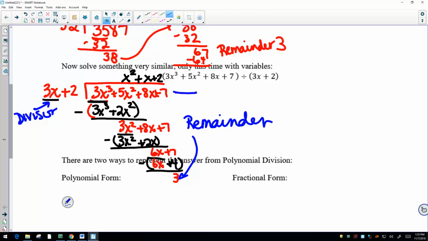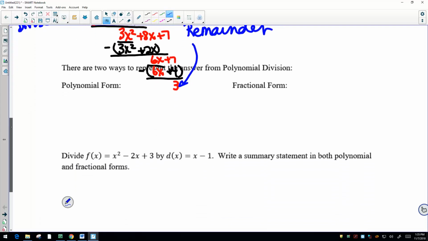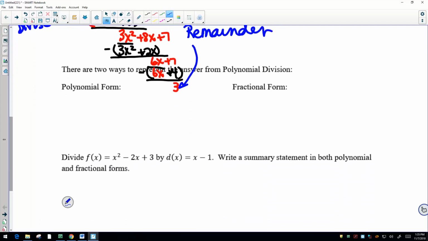The number under the house, that is your dividend. And what we get on the top of the house, that's your answer or your quotient. Okay, so we have two ways that we can express your answer. Your answer can be expressed in what's either called polynomial form or fractional form.